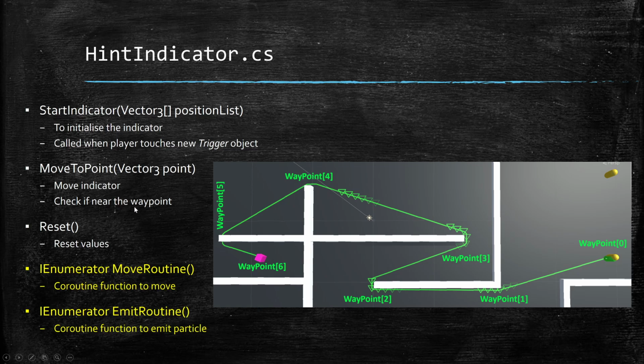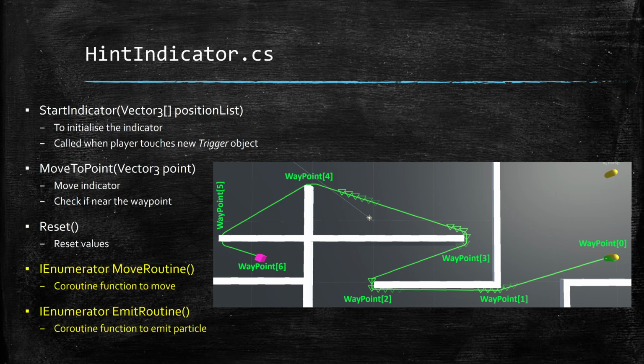It checks if you are near the waypoint, followed by reset. When I reach the end, or when I first touch the trigger, I reset everything, because I can move from different triggers to different triggers. Every time I touch a new trigger, I have to reset. Likewise, when I touch my last waypoint, I also have to reset the indicator. The 2 special functions are to continuously move as well as continuously emit particles.